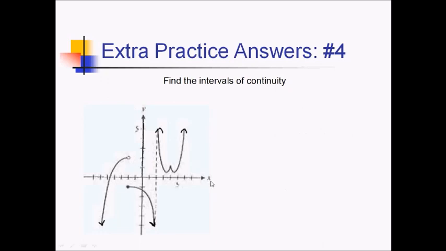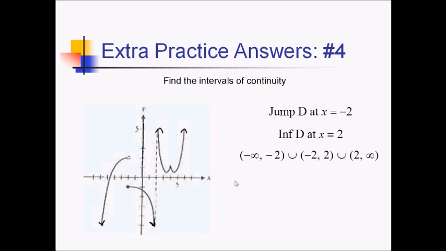For this problem, we're finding intervals of continuity for this graph. Let's start by identifying trouble spots. We have a jump at x equals -2. We also have an infinite discontinuity, an asymptote, at x equals 2. And that looks like it. So we have an interval from negative infinity to -2, from -2 to 2, and then from 2 to positive infinity.